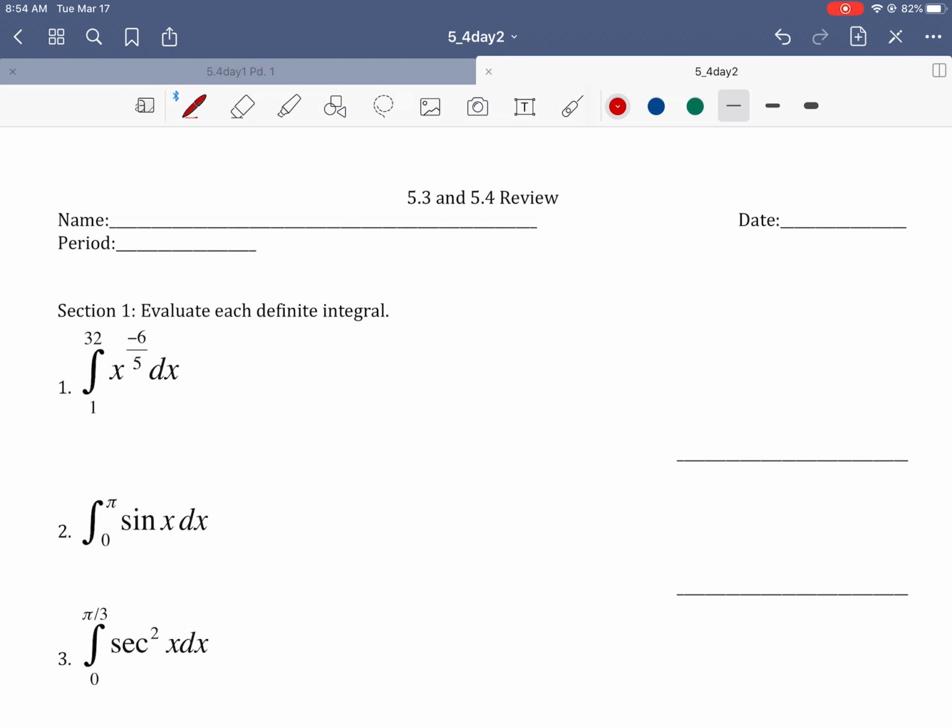So in this section, section 1, evaluate each definite integral. These are just reverse power rules and then plugging in your f of b minus f of a. So this is FTC part 1. For example, the first one, I would add 1 to that exponent, bringing it to x to the negative 1/5, and I would divide by negative 1/5 from 1 to 32.